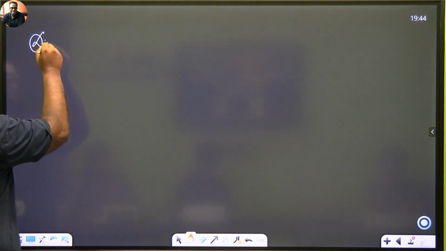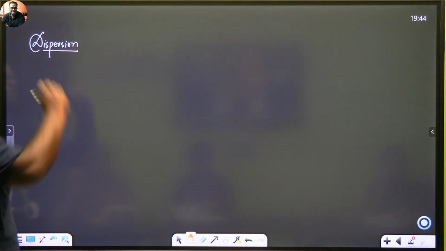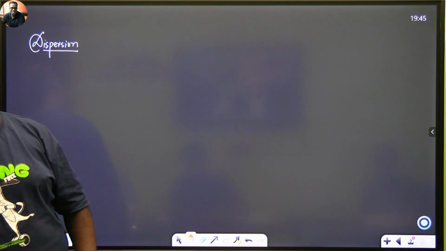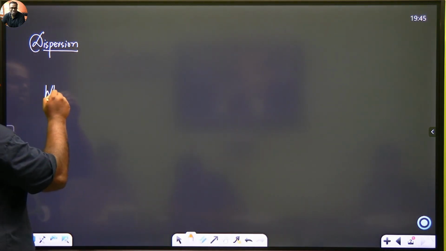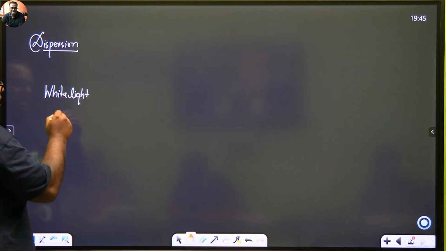Okay? Our next topic is dispersion. So what is dispersion? Splitting of white light into its constituent 7 segments or 7 fragments is called dispersion. So we have white light. What are the 3 characteristics of light?